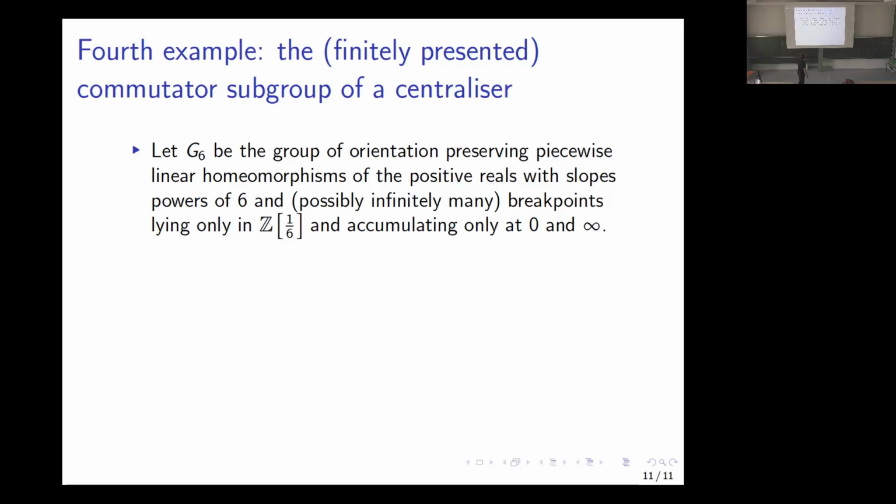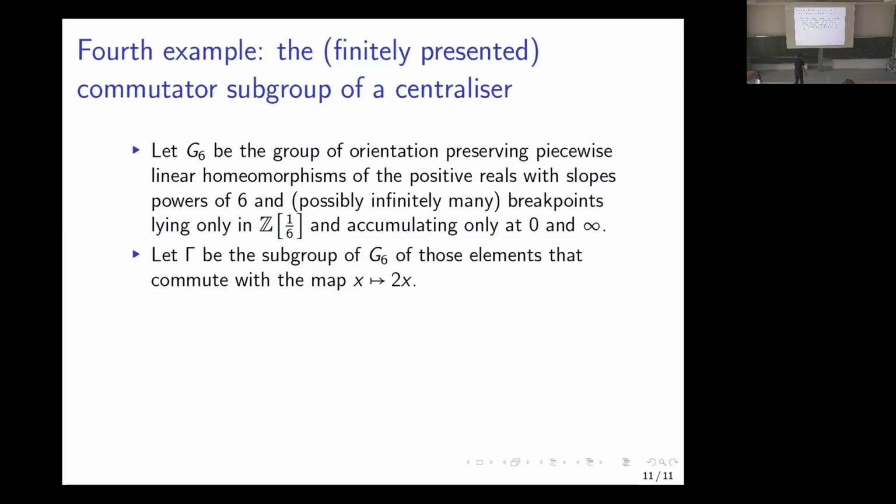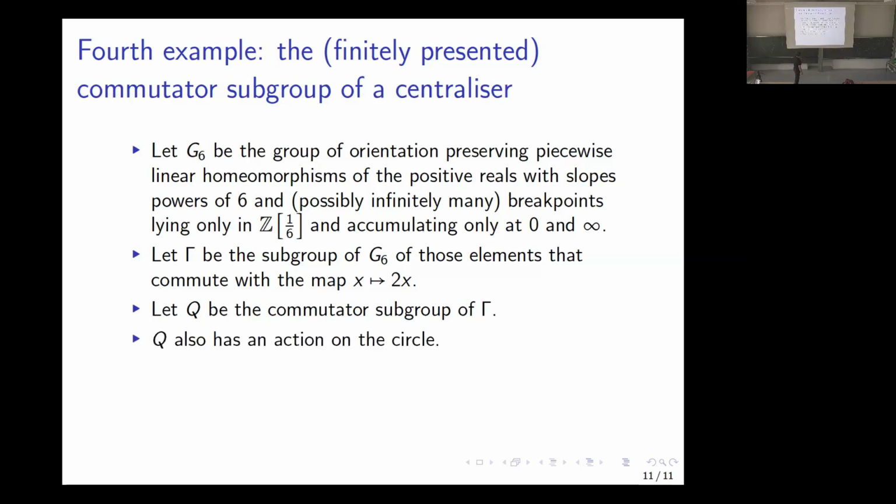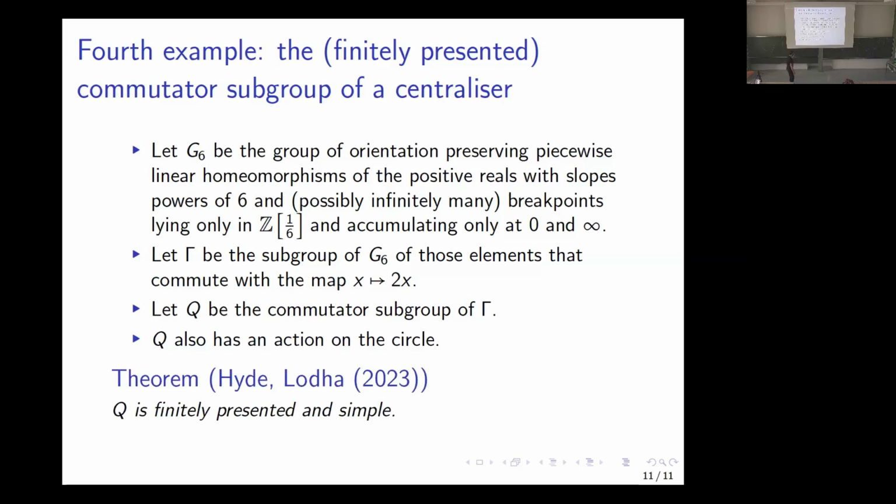Then take the subgroup of those things that commute with x goes to 2x. And remember that x goes to 2x is not an element of G6. It has slope a power of 2, and in G6 everything has to have slope a power of 6. Then take the commutator subgroup of that, which happens to also have an action on the circle, and this one is finitely presented and simple. It's somehow a lot like T.